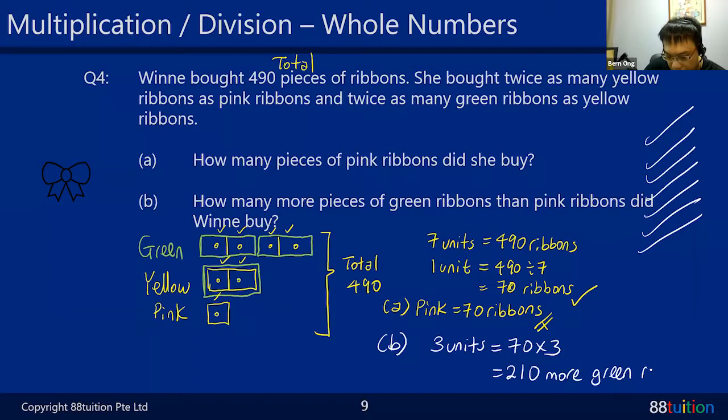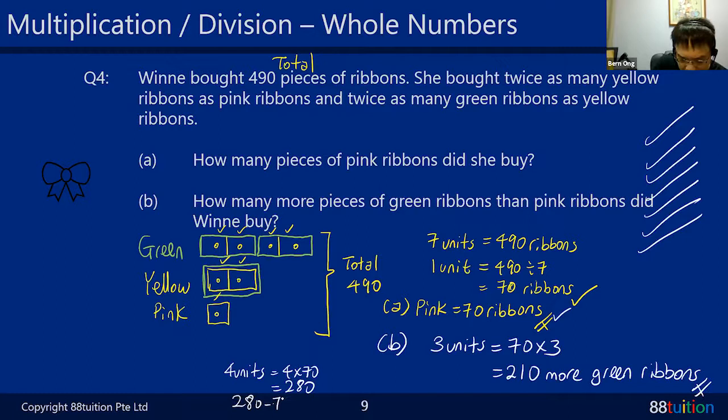All right. But some of you always have this thinking. Go and find green first. Green is how many units? 4 units. So you find 4 units of green. 4 times 70 is 280. Then you go and find how many pink. Pink is 70 already, right? Then you take 280 minus 70. Answer is 210. Can you see or not? Can you do that? You can do that.